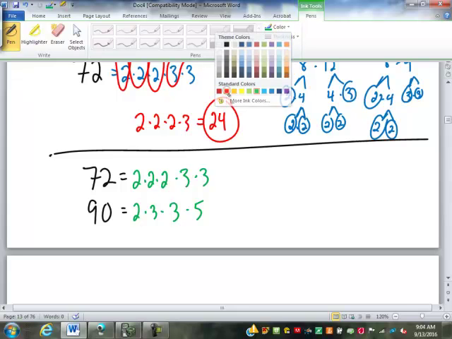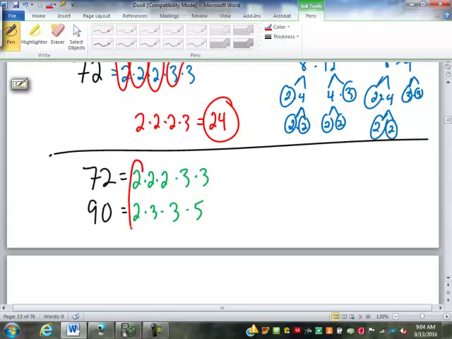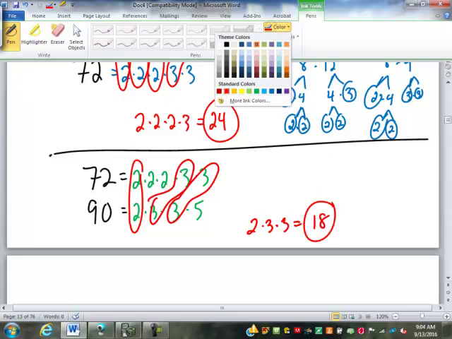So what do they have in common? A 2, a 3, and another 3. 2 times 3 times 3 is 18, the greatest common factor.